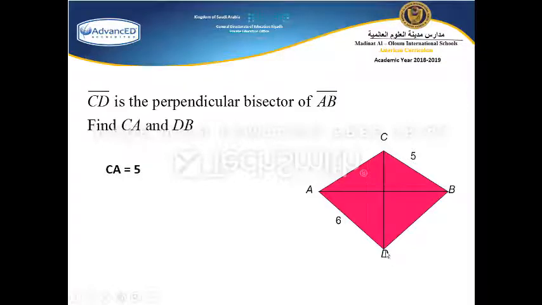Similarly, point D also lies on the perpendicular bisector. Then point D is equidistant from the two endpoints B and A. That means DA equals DB, which equals 6 centimeters.